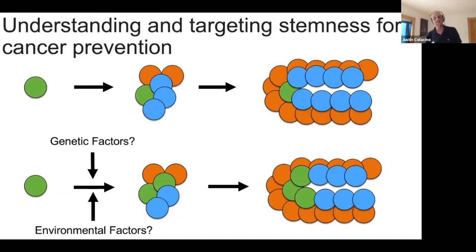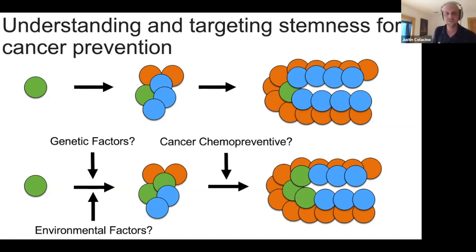And so here we can come back to our higher level diagram. We can think about how genetic factors and environmental factors are perturbing the stem cell state, and then can we come in later in life at those high risk individuals, come in with a chemopreventive to try to bring that risk down, induce differentiation.